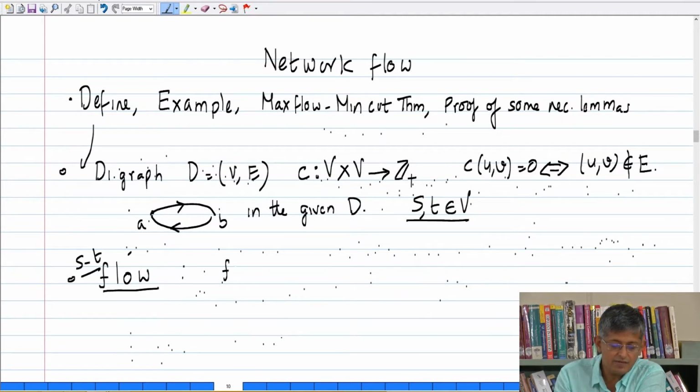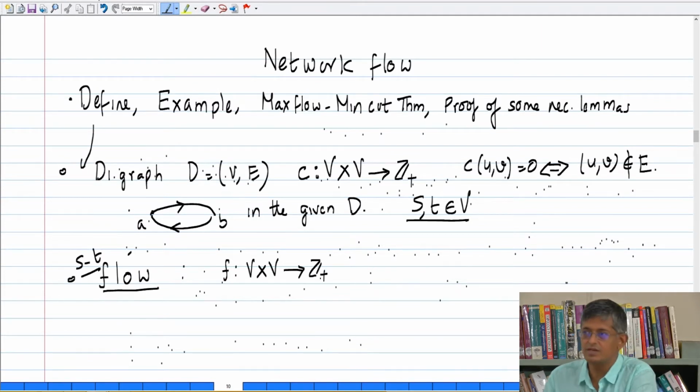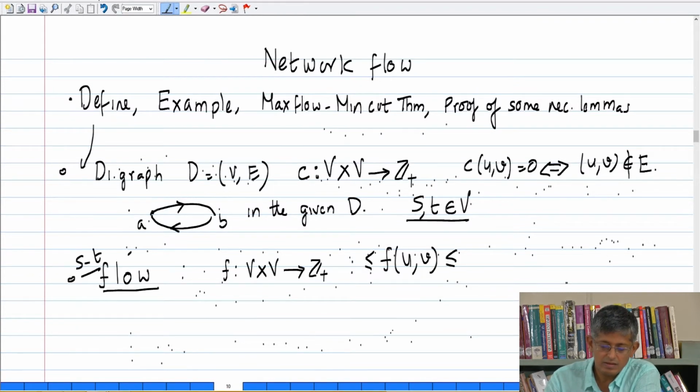It is a function f from V cross V, and again, to keep everything simple, we will assume that this is non-negative integers. What are the properties that this f is going to satisfy? It is going to satisfy that the value of f(u, v) is upper bounded by the capacity of (u, v). This is the first condition.